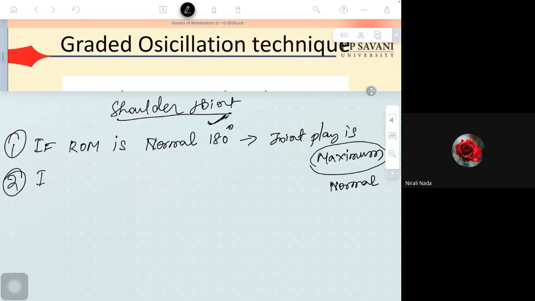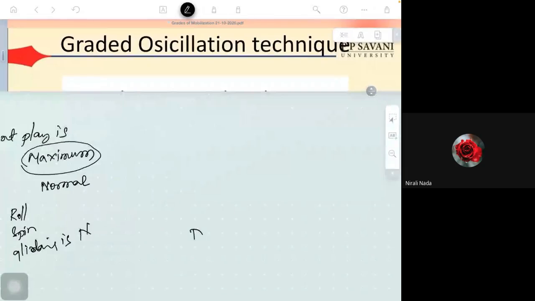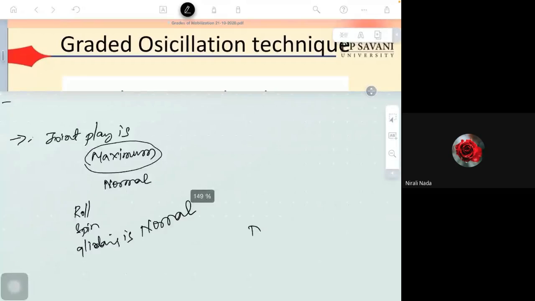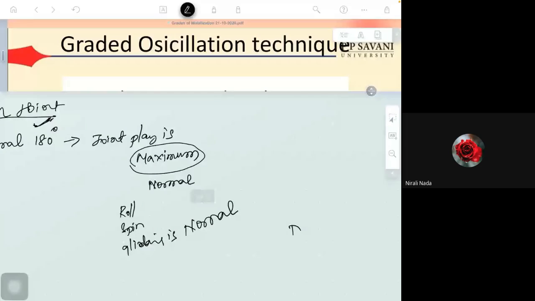If joint play, that is, if rolling, spinning, and gliding is normal, listen carefully, if rolling, spinning, and gliding is normal, then range of motion will also be normal.